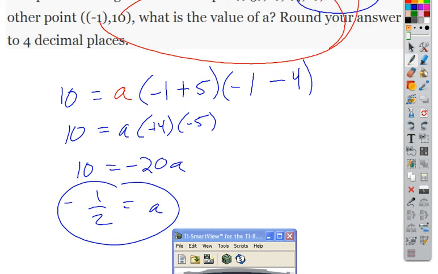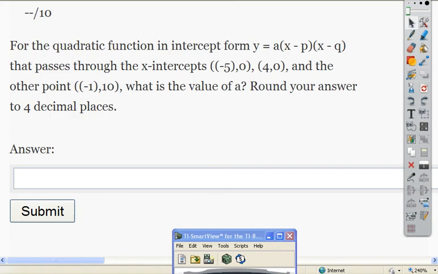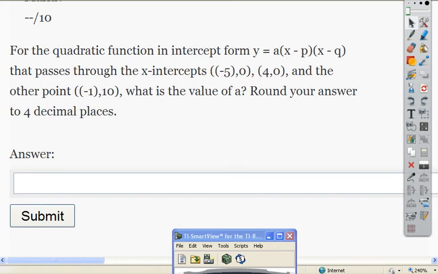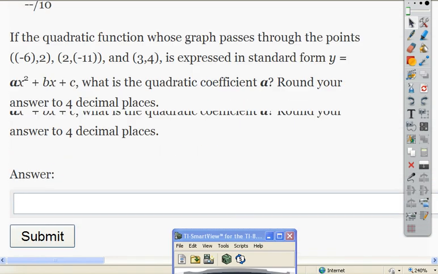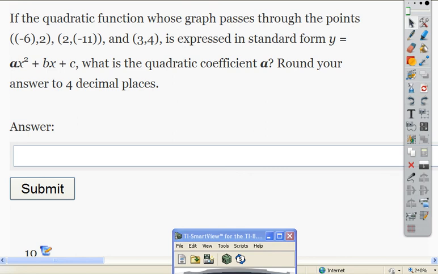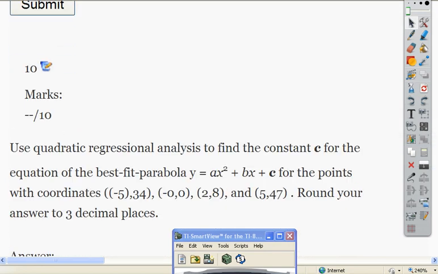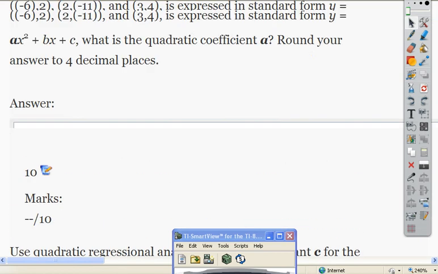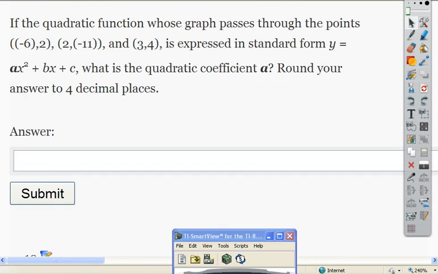Let's see, and then I think we're getting right down to the end here. What if the last two are almost identical? In fact, if we can do one, we can do the other. If the quadratic function whose graph passes through the points negative 6, 2, 2, negative 11, and 3, 4 is expressed in standard form, what is the quadratic coefficient A? How would we do that?